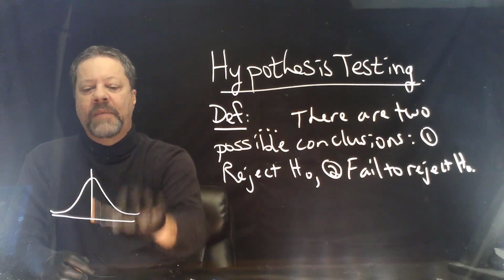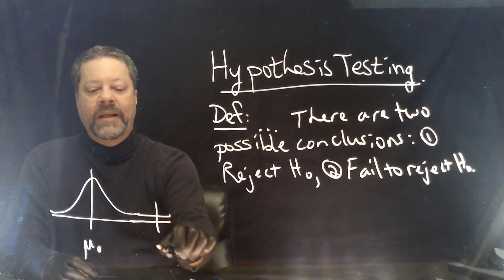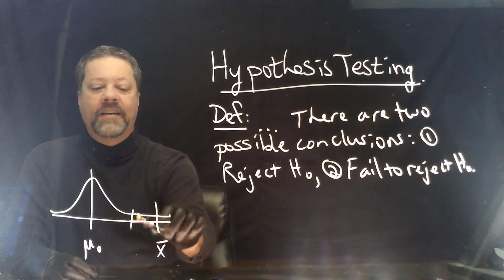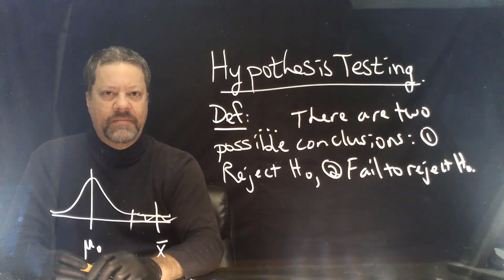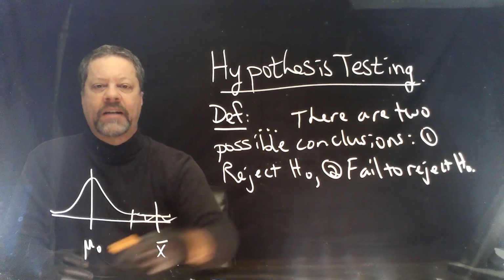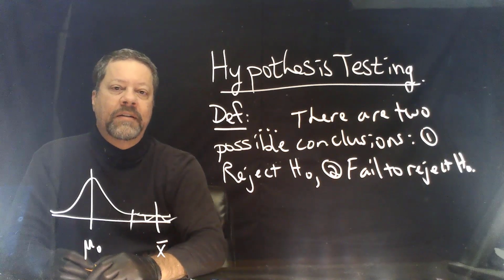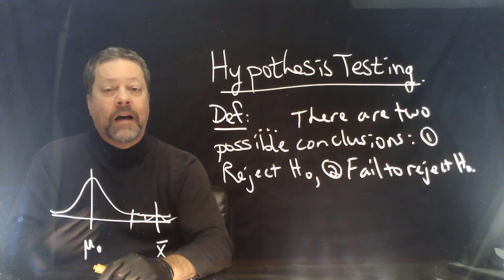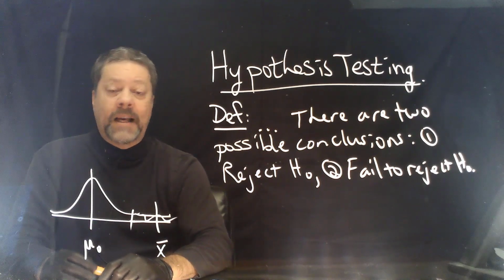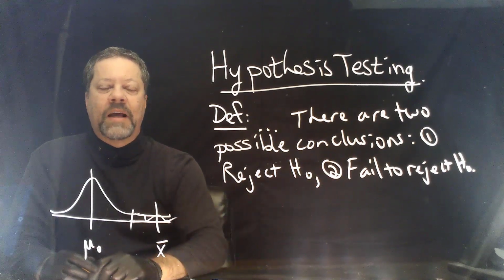If the mean is proposed to be at some point mu naught, but we get a sample mean that's way out here in the tail, it's unlikely that the mean is mu naught. And so we might reject the null hypothesis. We're not saying the null hypothesis is false. It might still be true. It might be a fluke that our sample mean was way out here in a tail. However, our confidence in that null hypothesis has been diminished. And so we will reject the null hypothesis.